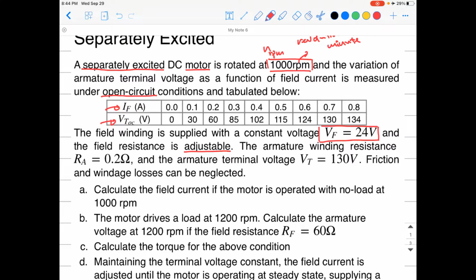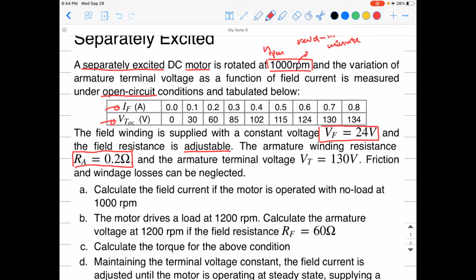The armature winding resistance R_A is 0.2 ohms. Again, make sure you have a good look at all the numbers you encounter. So that's the armature resistance, 0.2. It's fairly small, and that should be. In the last lecture we talked about how R_A represents the copper losses in the armature winding, and it has to be small, otherwise that means it's a poor design for the machine.